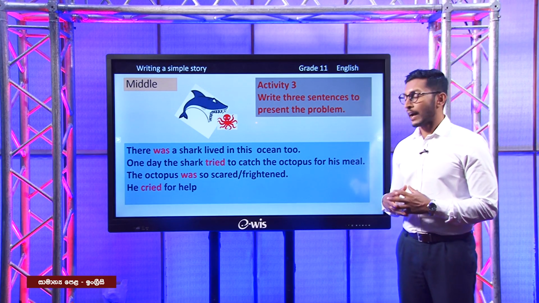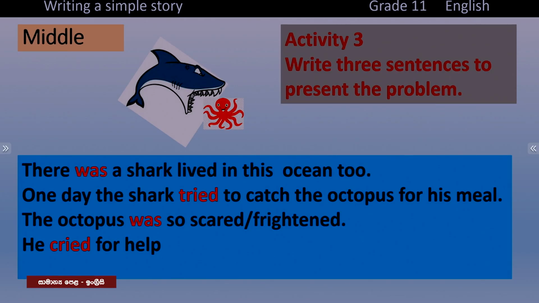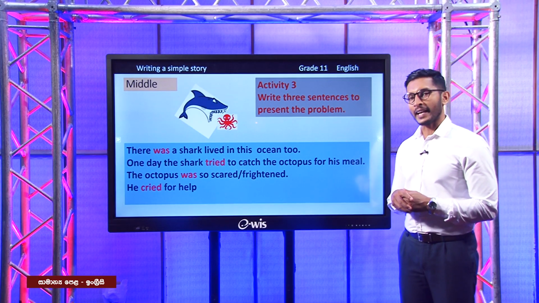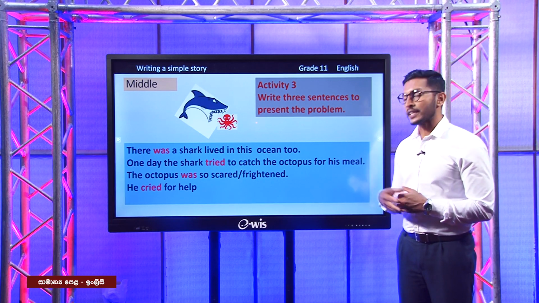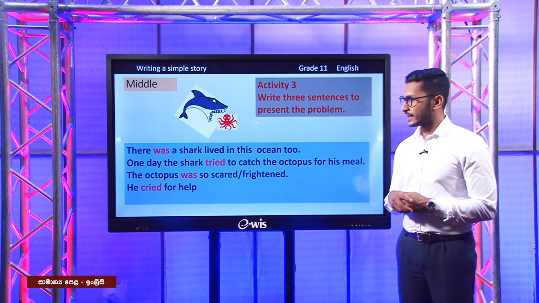Now, let's see what I have written here. There was a shark lived in this ocean too. So, I have introduced the third character here. I have used the simple structure there was. And then in the second sentence, I present the problem. One day, the shark tried to catch the octopus for his meal. And then in the third line, I present the reaction of the octopus. The octopus was so scared or frightened. Here again, I have highlighted the verbs in the past tense. So, I have used the verbs was, tried, and cried.